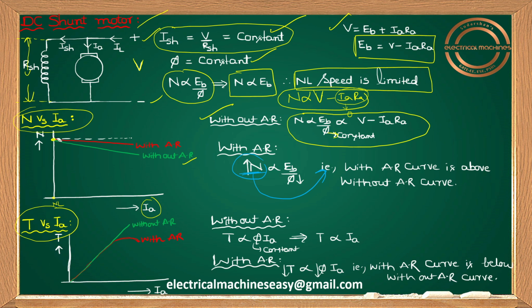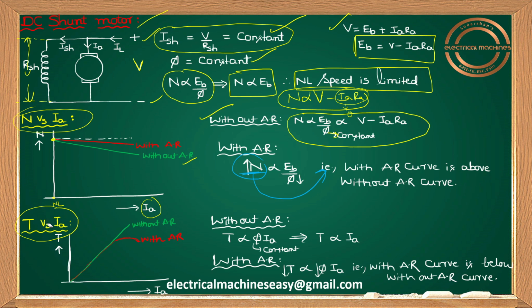As load increases, speed will be reducing only. But why am I writing N increases? I'm just comparing with without armature reaction. So N increases in the sense that the with armature reaction curve is above the without armature reaction curve. That's the reason why I'm writing here. This increasing for speed indicates that the with armature reaction curve is above the without armature reaction curve. So please don't draw it increasing like this. No doubt, as IA increases, obviously N is reducing only. But this increasing of N indicates that the with armature reaction curve is above the without armature reaction curve. That's the meaning of that.